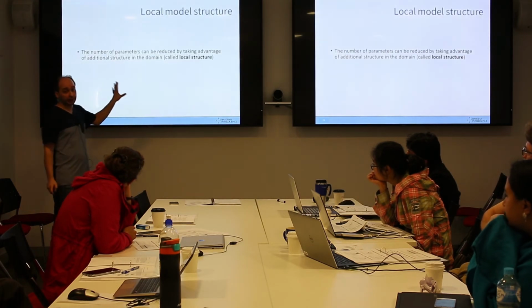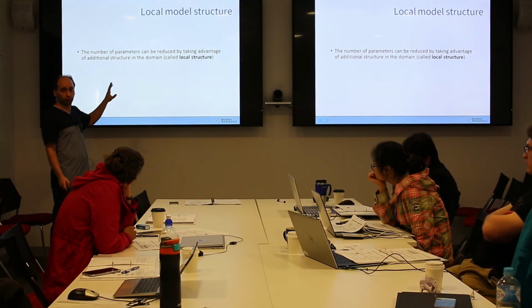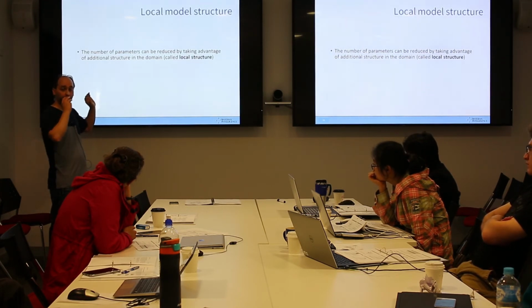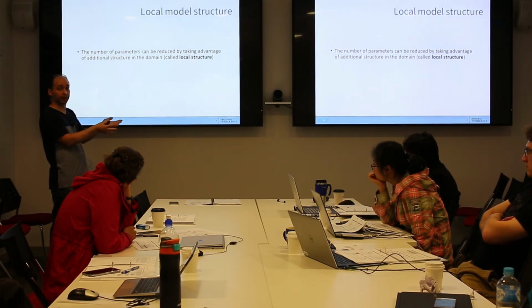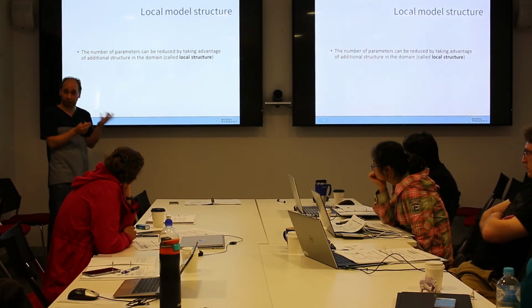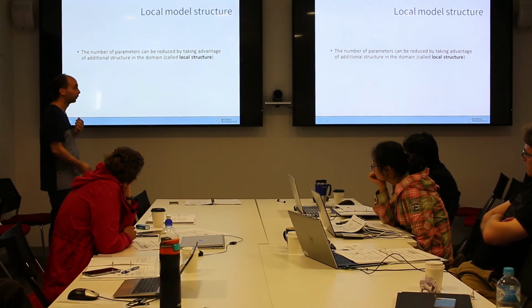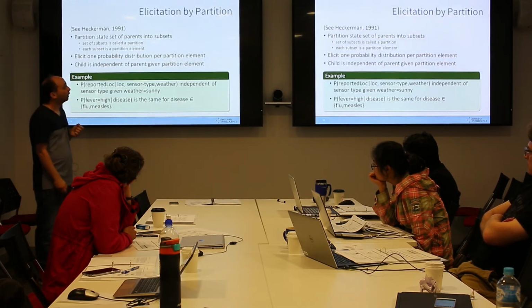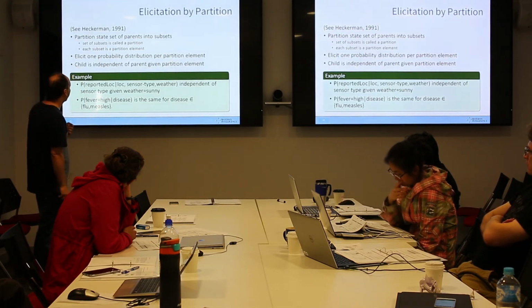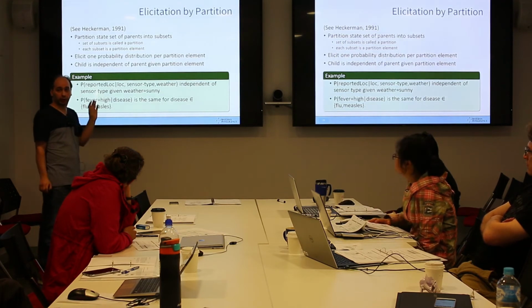Okay, so what we're looking at now is the local structure for each of the nodes, basically simplifying the number of parameters that we have to elicit. Not the CPT per se, but the number of parameters that we elicit to be able to fill in the CPT. So one approach is elicitation by partition.